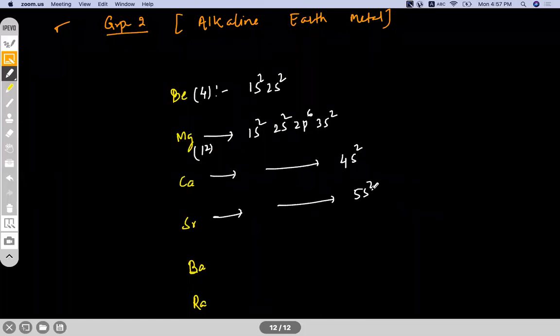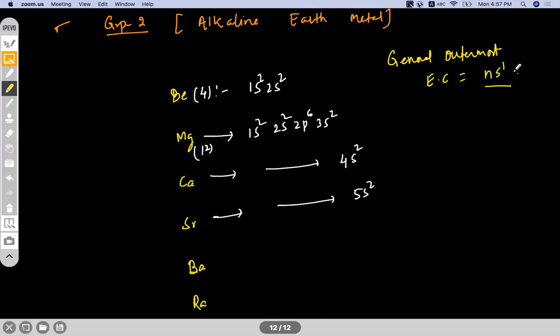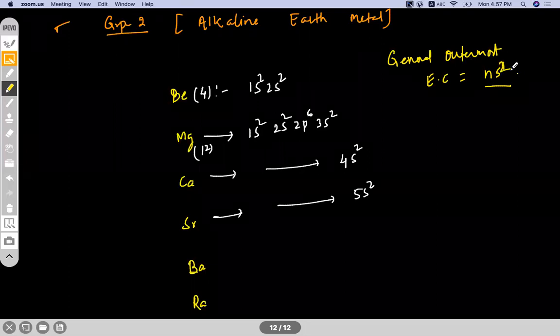So the general outermost electronic configuration is ns2. Can we say that? Like for the first group we have ns1. Here the general outermost electronic configuration is ns2, where n is the period of the element.